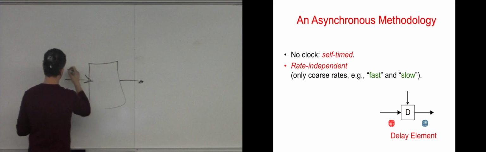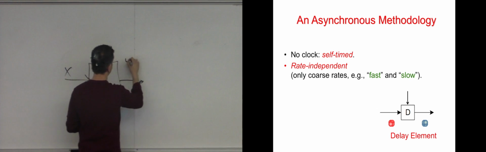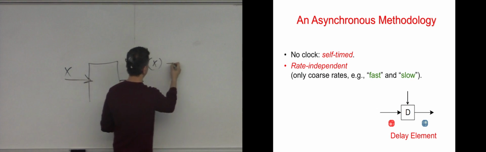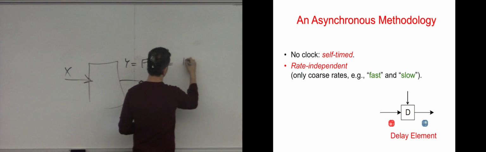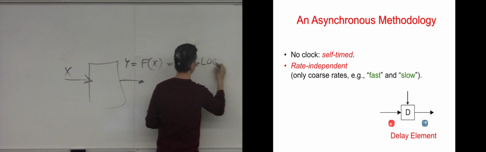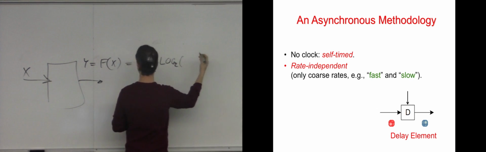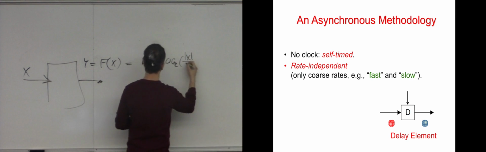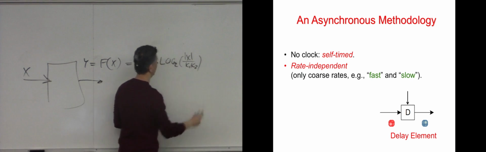That has quantities in x, and here it has quantity y equals some function of x. But that function is something that will have k1, k2 times log base 2 of the concentration divided by K1, K2. I'm just making up a formula here.